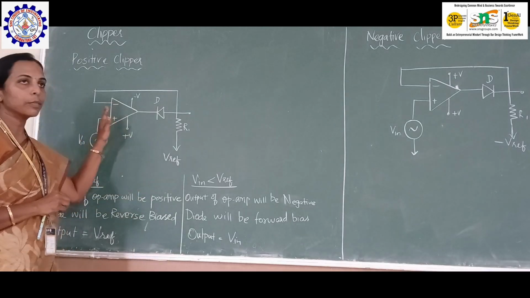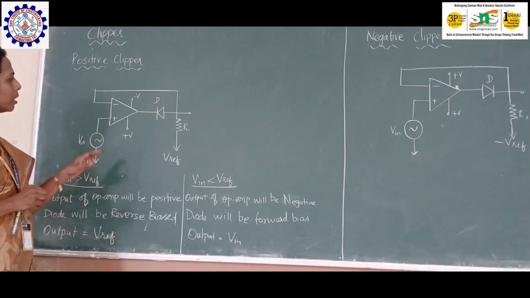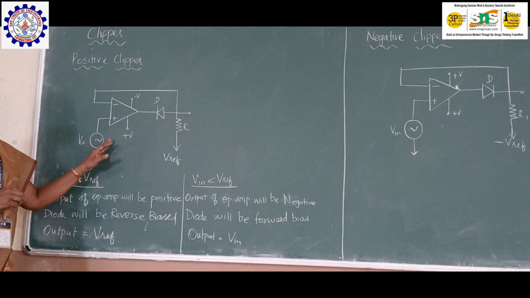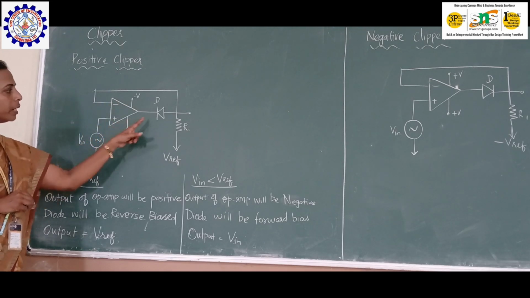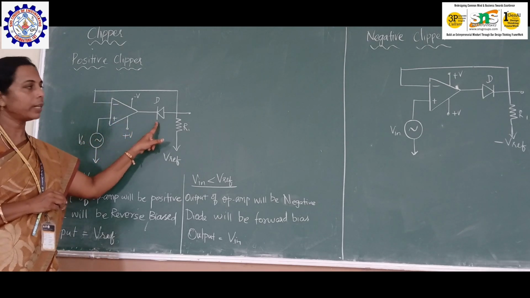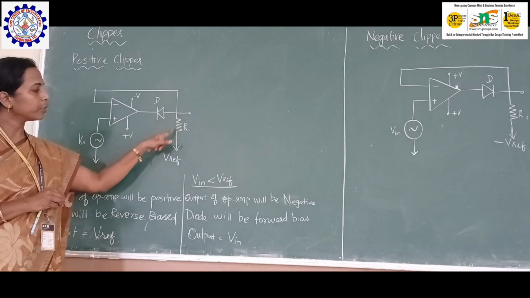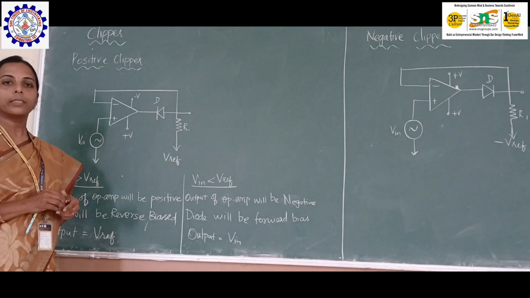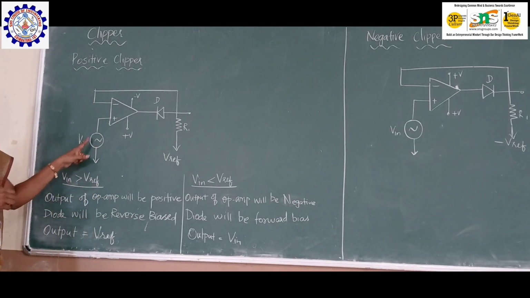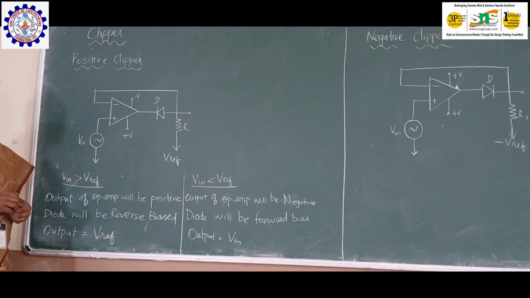First, let us discuss the positive clipper. This is the circuit diagram of a positive clipper. This is the operational amplifier. Here we have a diode, and this end of the diode is connected to a reference voltage through this resistor. And here we have the input voltage.